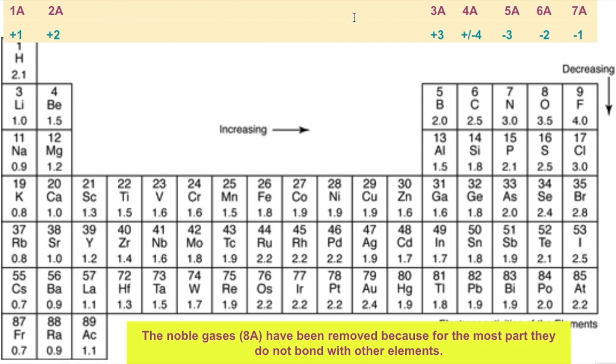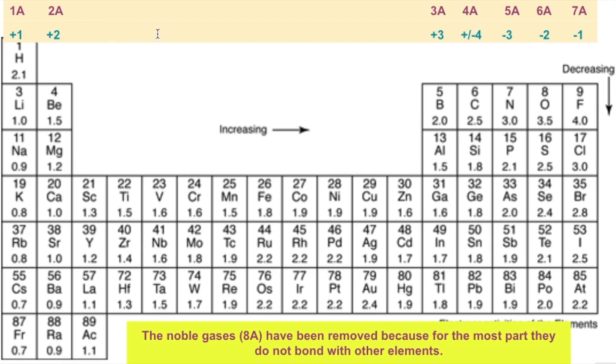You'll notice up at the top I have the column numbers: 1A, 2A, 3A, 4A, 5A, 6A, 7A. Remember that those numbers tell us the number of valence electrons, which is helpful when drawing the Lewis dot diagram. If I pick calcium, it's in column 2A, so it would have 2 valence electrons. If I pick phosphorus, it's in column 5A, so it would have 5 valence electrons. Just a refresher on that.